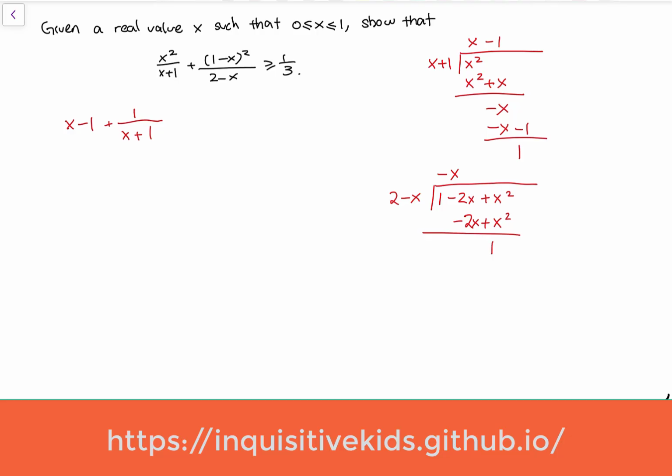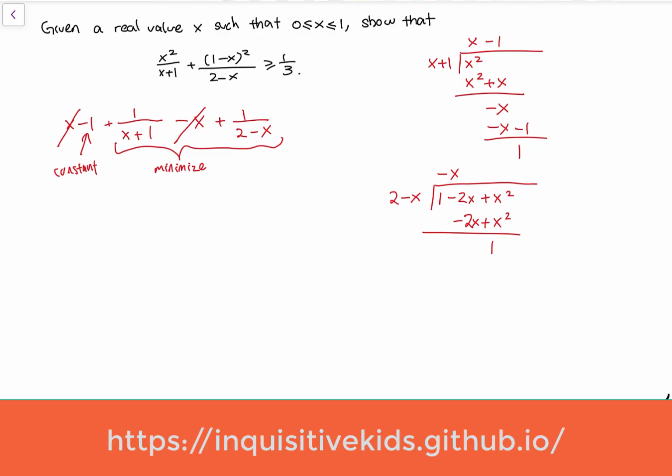So when we write out our result, it would be the quotient, which is negative x, plus the remainder over the divisor. Notice how here we have a positive x and a negative x, so those cancel out. And now all we have to do is find the minimum value of this. Even though we have a negative 1 here, it's a constant, so we'll just subtract a 1 later on. We don't have to worry about it for now.